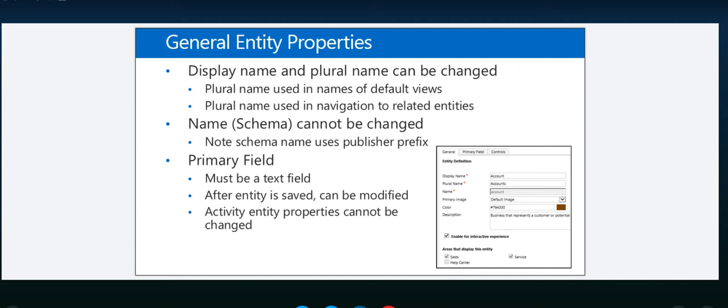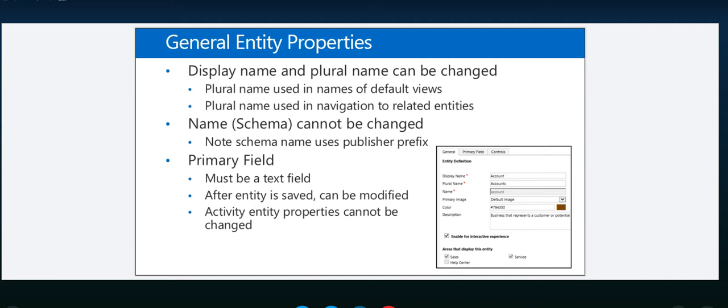The primary field has to be a text field. And after the entity is saved, that is one of those things that you can modify. However, activity entity properties cannot be changed. So keep that in mind if you're working with custom activities.